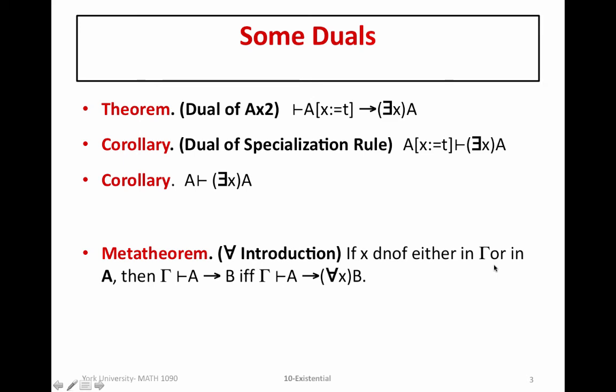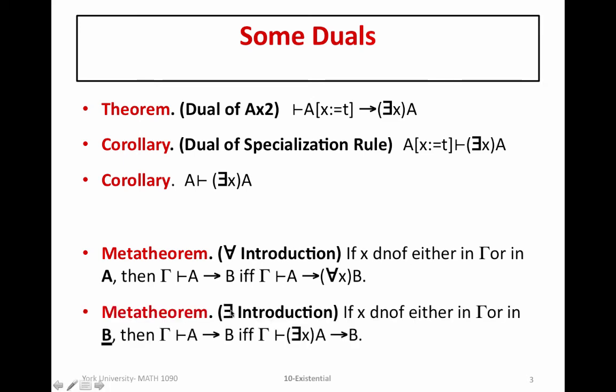So when we have A implies B, we're allowed to add in this quantifier under these particular conditions. The dual of this meta-theorem is the introduction of the existential quantifier, and again, a few things are a bit different. Again, we have conditions. If x does not occur free either in gamma or in B, in this case, then gamma proves A implies B if and only if gamma proves there exists x A implies B. Here we're allowed to add in the existential quantifier into an implication, so long as x doesn't occur free in either gamma or B.